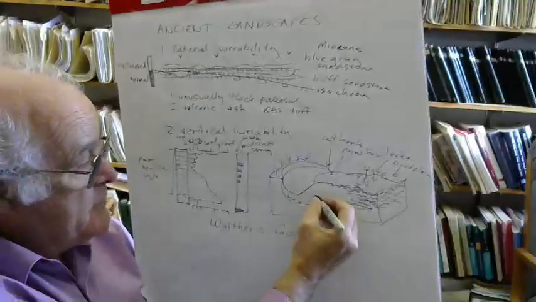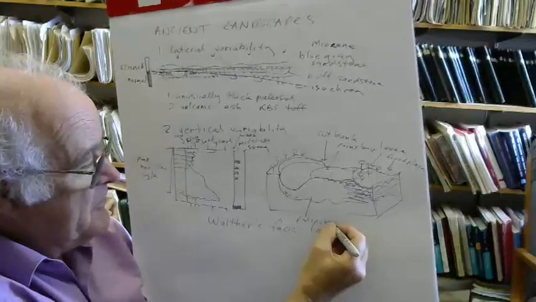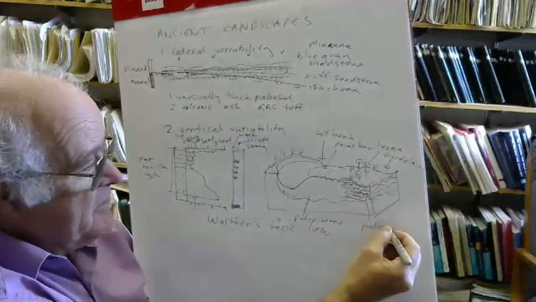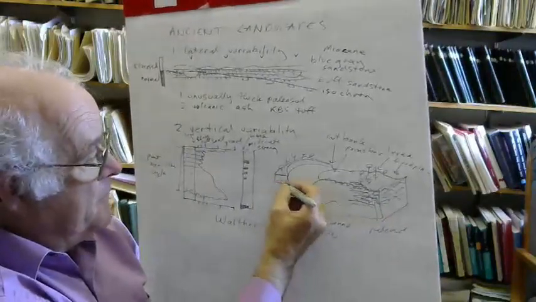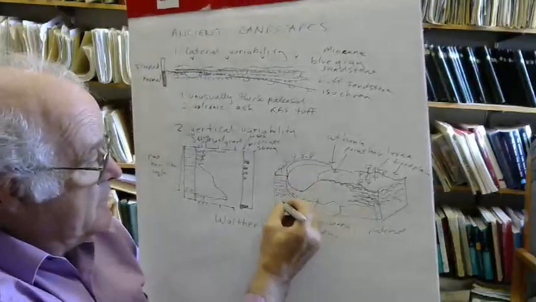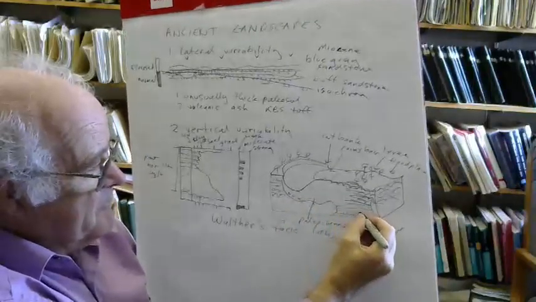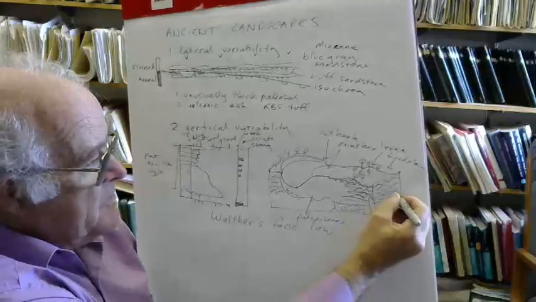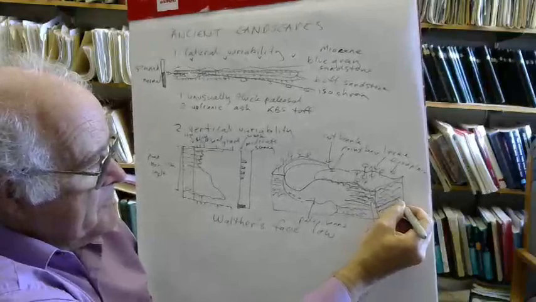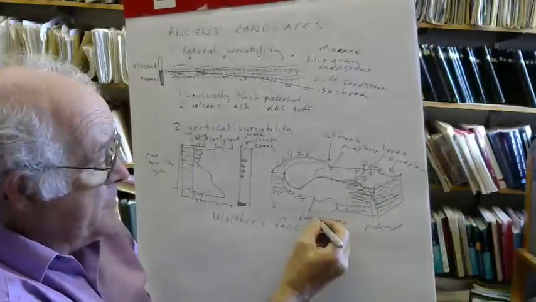paleosol facies. So we have the channel sandstone here, paleochannel facies, and we have a paleosol facies out here. We can put in more paleosols here, and we can also put in another channel. These are the paleosols. Now, this is a lot more complicated than what Walther envisaged.